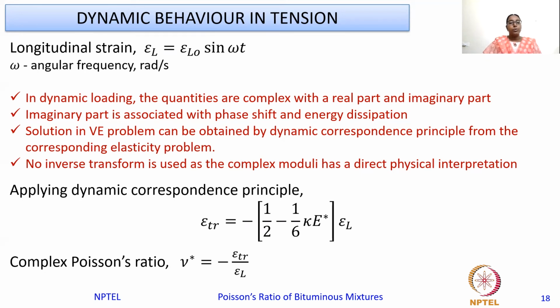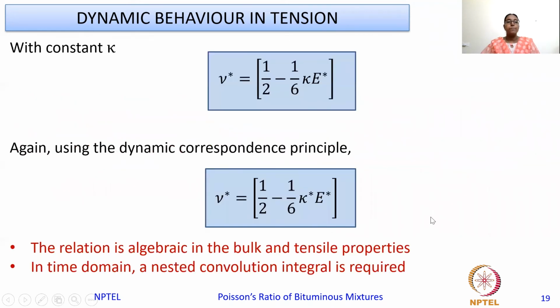Here we can see the dynamic correspondence principle applied to the expression for epsilon TR. It's minus half into minus 1 by 6 kappa E star epsilon L. That is, we have straight away substituted E star in place of E. And the complex Poisson's ratio nu star is given by minus epsilon TR by epsilon L. With constant kappa and substituting in the above equation, you get nu star is equal to half minus 1 by 6 kappa E star.